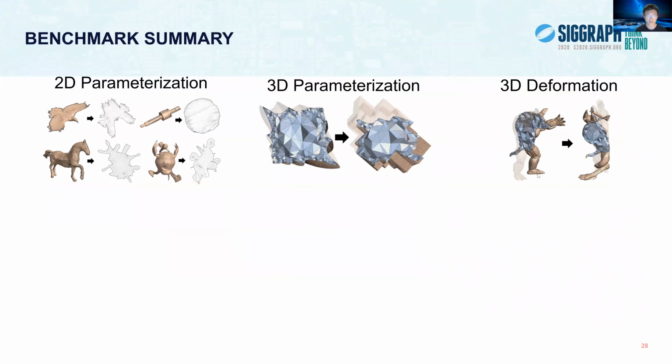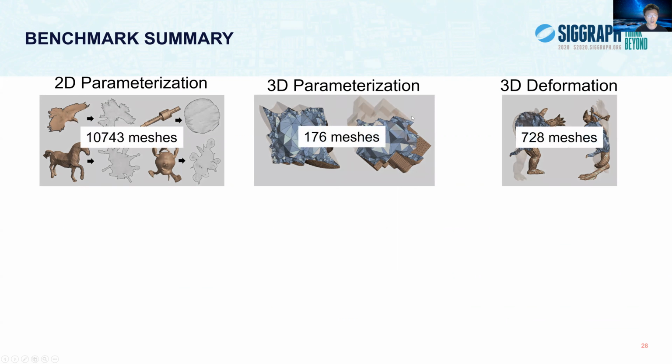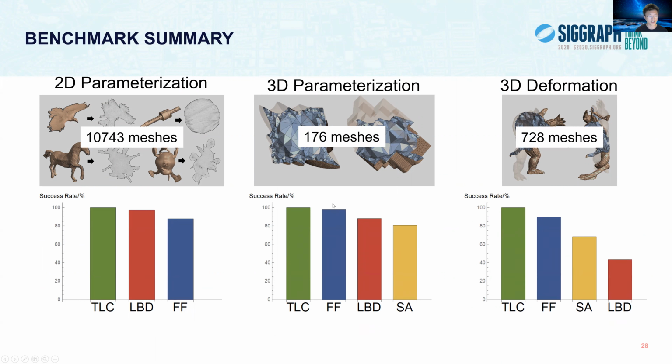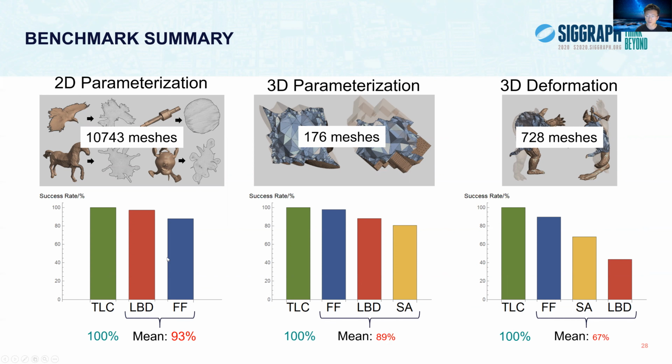In summary, there are three categories in the benchmark: 2D parameterization, 3D parameterization, and 3D deformation. In each category, there are hundreds of testing meshes. And here, we show the success rate of finding injective mappings of all the methods we compare to for each category. Notice the green bar, which is our method, achieves the highest success rate in all categories. In fact, our method achieves 100% success on the whole benchmark dataset.